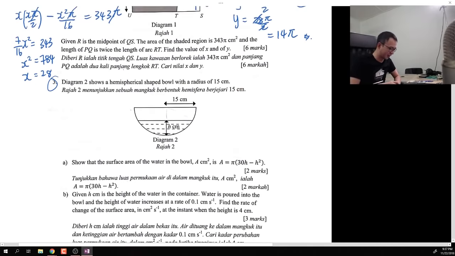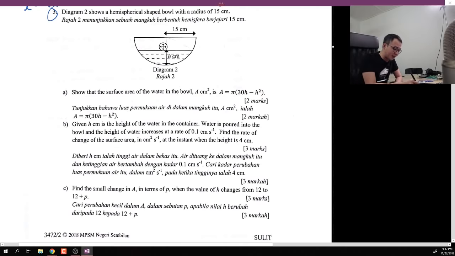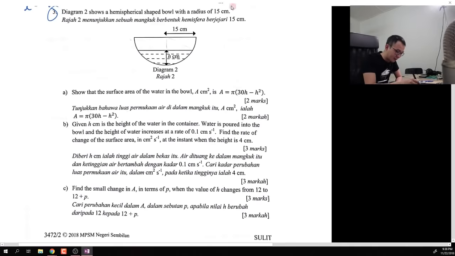Which is so-called the K-bar question here. Alright, so the diagram 2 actually shows the hemispherical shaped bowl with a radius of 15. It shows that the surface area of the water in the bowl is A, and then A equals this one. So basically, a lot of students might ask me, where is the surface area of the water? Right, so the surface area of the water is over here.